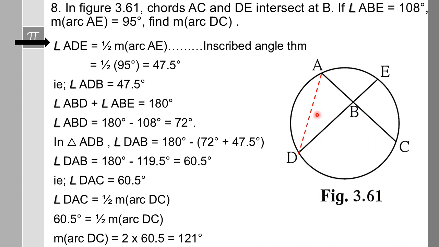Now in this particular triangle ADB, to the left of the diagram, you have ABD as 72 degrees and ADB as 47.5 degrees. We can easily find the measure of angle DAB by the angle sum property of a triangle, and you will get 180 degrees minus 119.5 degrees, that is 60.5 degrees. Okay, so those are the two steps. Therefore, if DAB is 60.5, then angle DAC is also 60.5 degrees.